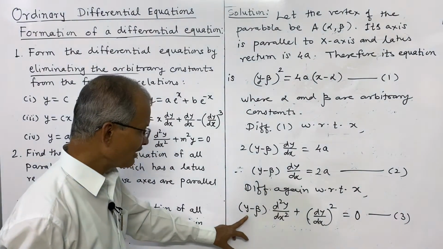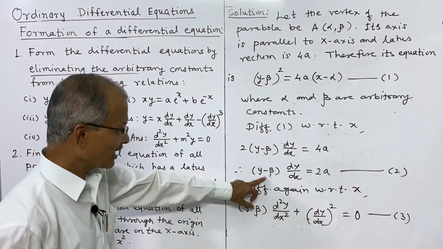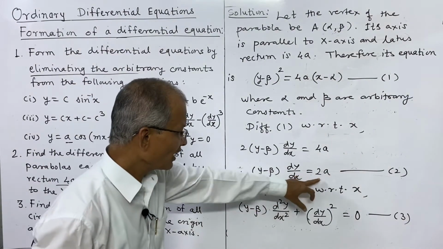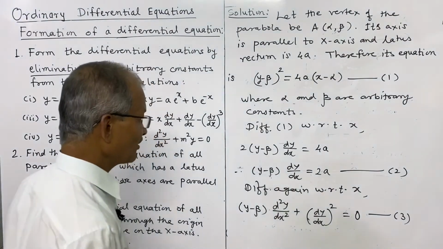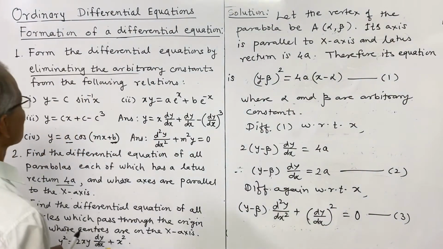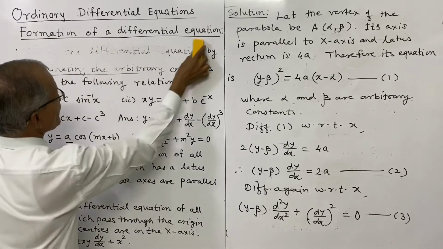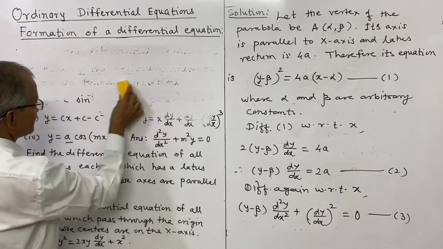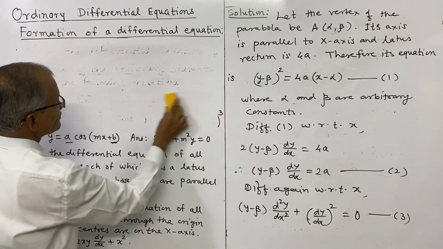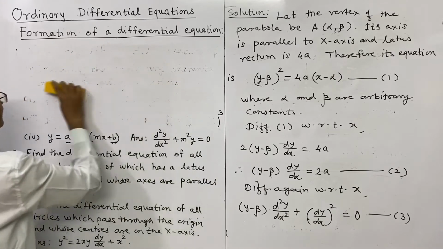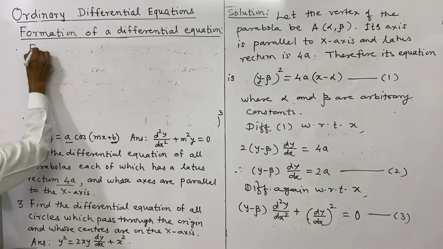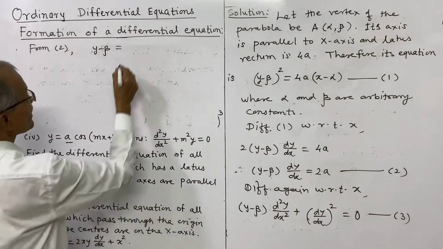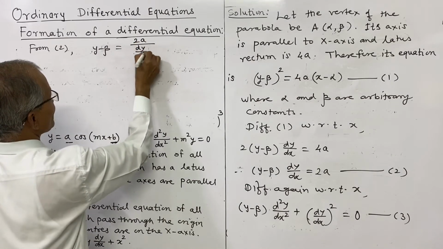Now how to get the value of y minus beta? The value of y minus beta can be obtained from the second relation. See, from this, y minus beta will be 2a divided by dy by dx. So we can make use of the second relation in the third. So I shall write here: from 2 we have y minus beta is equal to 2a divided by dy by dx.